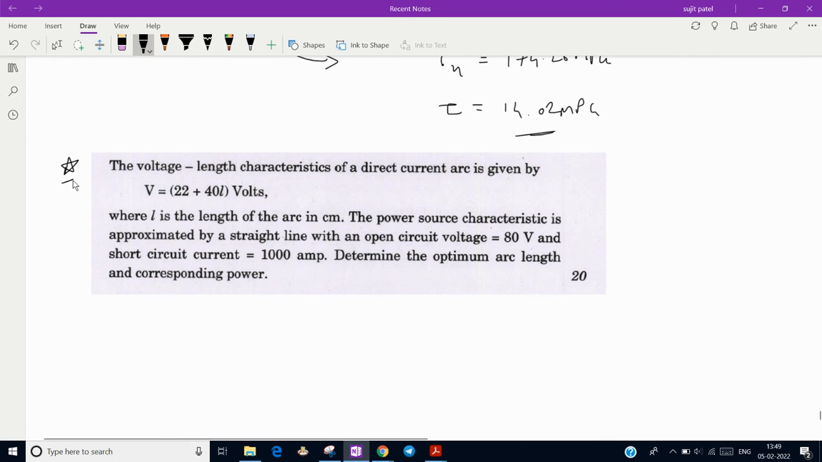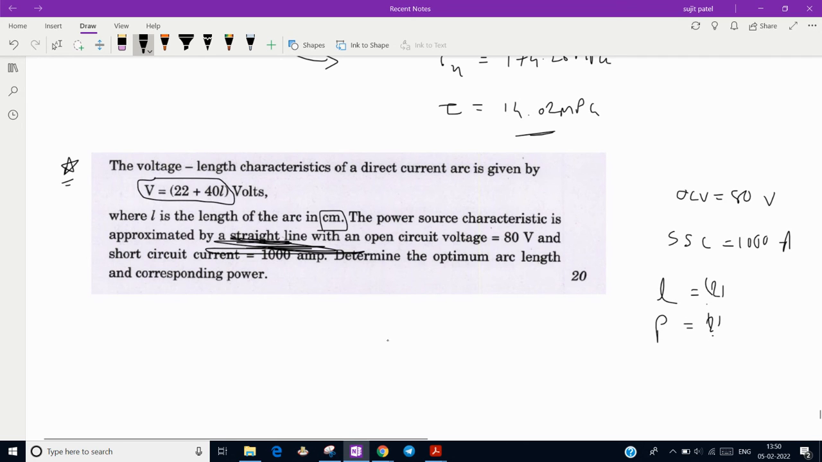The last question of today is welding, the voltage-length characteristic and DC current. The voltage and arc length relation is given by 22 plus 40L, where the length of arc is in centimeters. The power source has a straight line characteristic, with open circuit voltage OCV 80 volt and short circuit current SCC 1000 ampere. We have to determine the optimum arc length and corresponding power P.